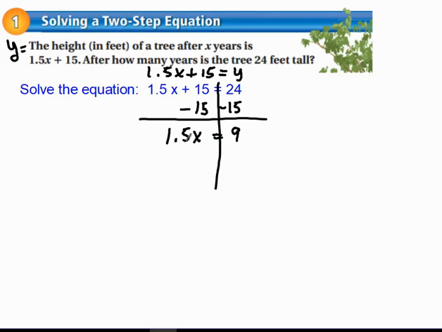To get rid of this 1.5, we have to do the opposite of multiply, which is divide by 1.5. Divide by 1.5. So when we do that, we get x equals 6. It will take 6 years for the tree to be 24 feet tall. Notice here that this 15 is telling us that in year 1, the tree was not 0 feet tall. It was actually 15 feet tall at year 1. Well, year 0.